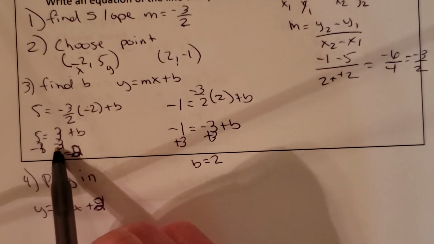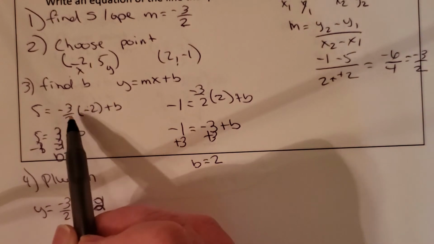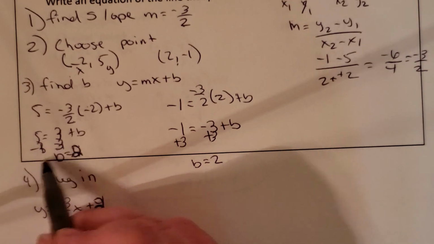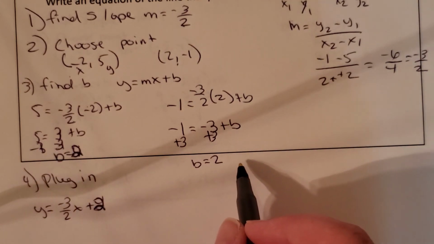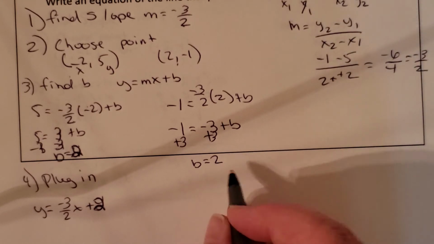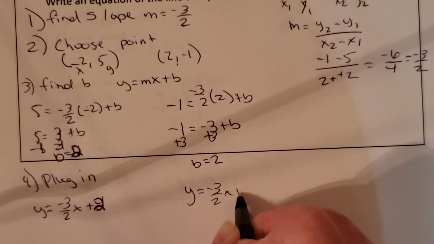So -3 over 2 times -2 is +3. Subtract 3 from both sides. So y equals -3 halves x plus 2.